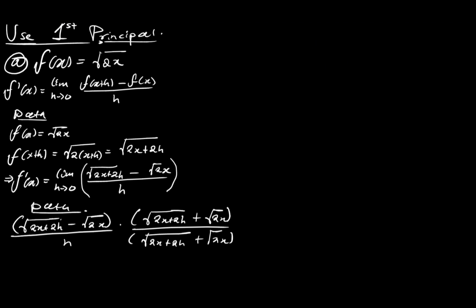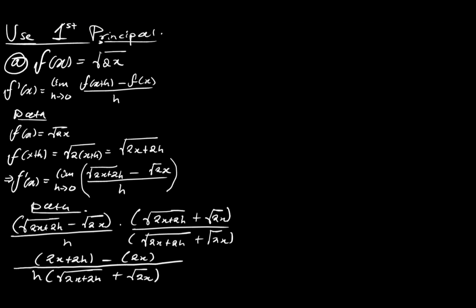So root 2x plus 2h times root 2x plus 2h will just be 2x plus 2h. Then negative root 2x times positive root 2x will give us negative 2x. And for the bottom, I'll not FOIL it out, I'll just say h times root of 2x plus 2h plus root of 2x.